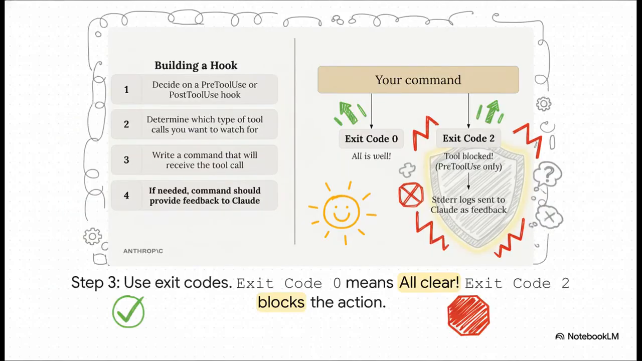And talking back to Claude is just as easy. Think of it like a traffic light. If your script exits with code 0, that's a green light. It means all clear, go ahead. But if it exits with code 2, that's a hard stop. It's a red light. And the best part is, with exit code 2, anything your script writes to standard error gets passed directly to Claude as feedback, explaining exactly why its action was blocked.